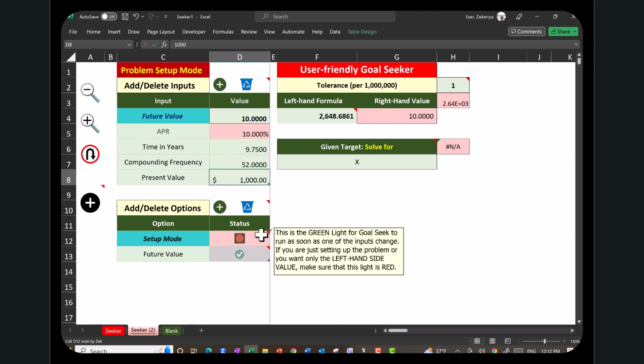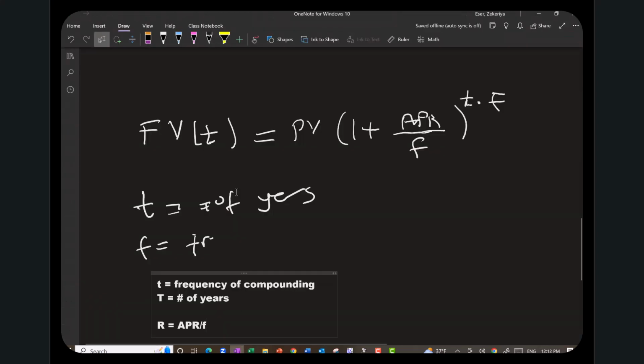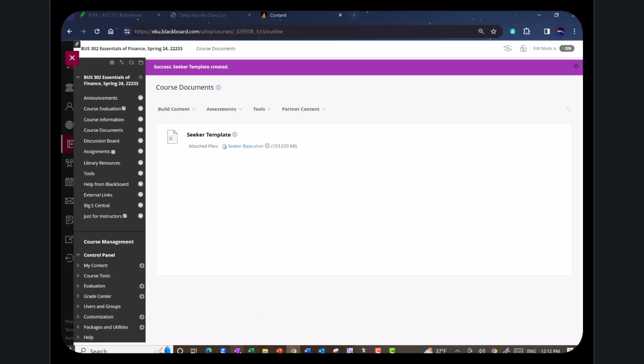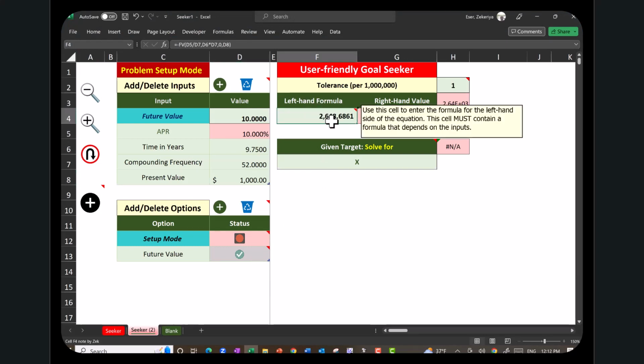In the setup mode, what I had in the left-hand formula is a value, the result of the formula. Given the inputs, what's the result? So if I'm doing future value, that's the equation, right? If I tell you F, APR, T, and PV, in setup mode, the number you read is the result. Or alternatively, I only wrote the formula for future value, but the formula for present value is exactly the same, except instead of FV, we're going to use P.